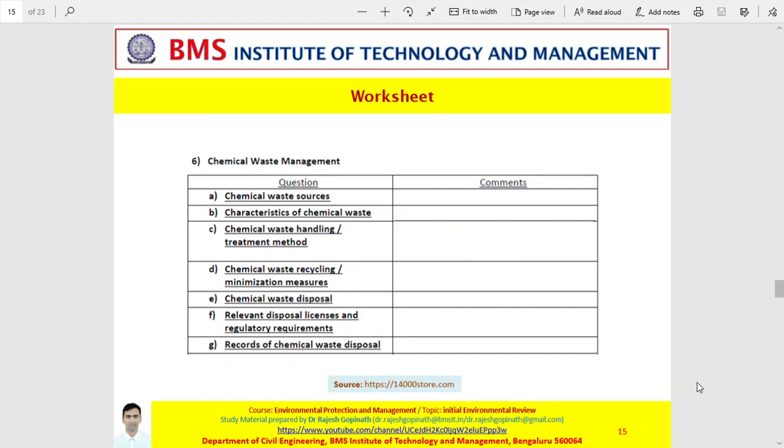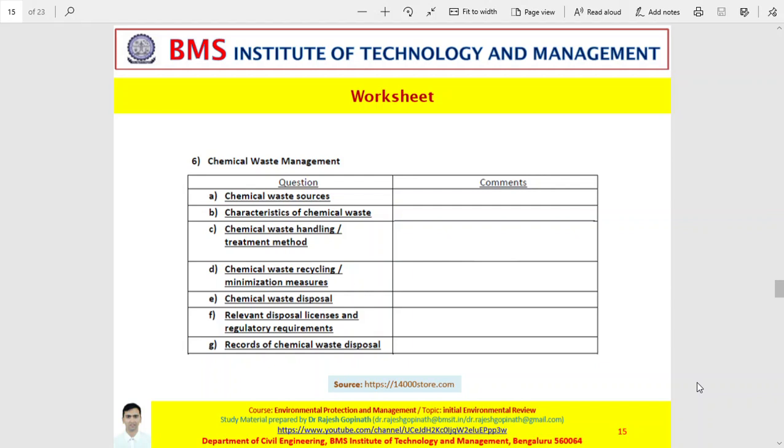Okay. Now, what is the information that you need to collect with respect to chemical waste management? You need to identify first and foremost the various waste sources, that is, from where all within the industry chemical waste is being generated. Secondly, you must list all the types of chemical waste which is being produced. You must have characteristics of these chemical wastes, that is, an analysis must have been carried out with respect to its toxicity, carcinogenicity, acidity, alkalinity or corrosivity.